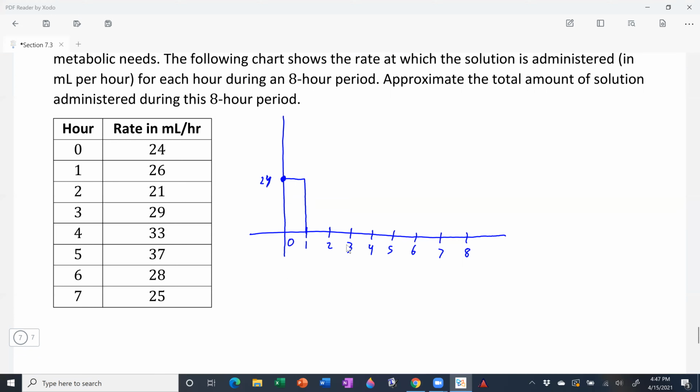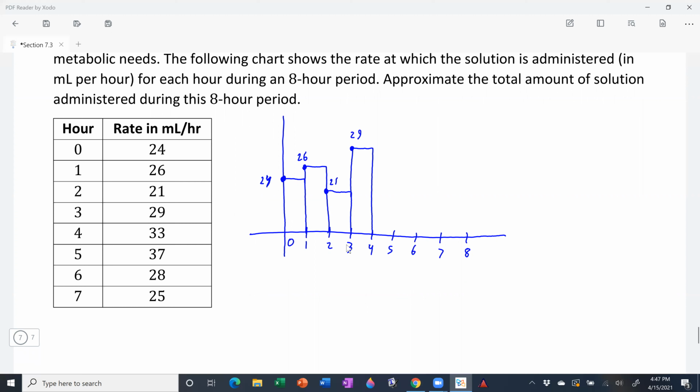Okay, so at hour 1, it was up here at 26. And I would do left endpoint again. So I'll just label that right there as a height of 26. Okay, hour 2 now, we were at 21. So a little bit lower. I'll go right there, like 21. And again, it looks like we're doing left endpoints because of the way this chart was given to us. Hour 3 was at 29. So again, a left endpoint there.